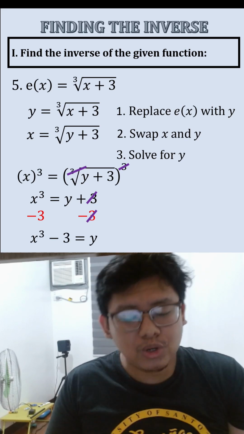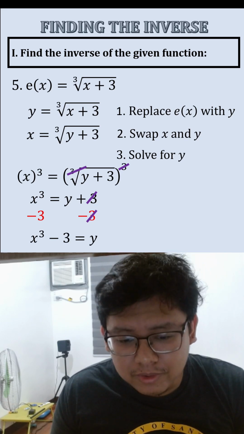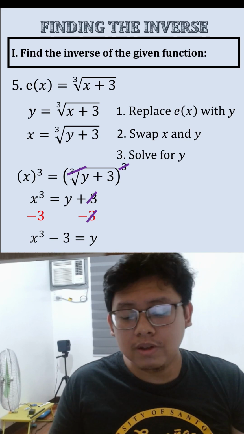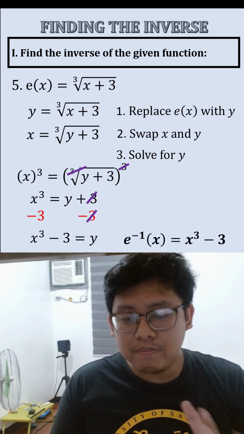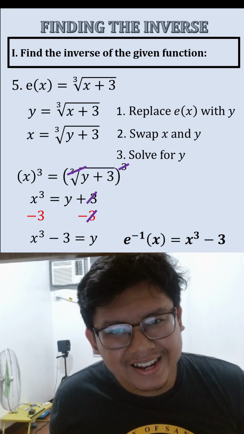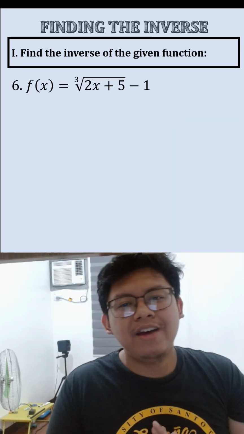Now, since y is already isolated, we can convert it to its inverse notation, which is the inverse of e of x is equal to x cubed minus 3. And that's it. Ta-da! Alright. Okay, let's have another item.